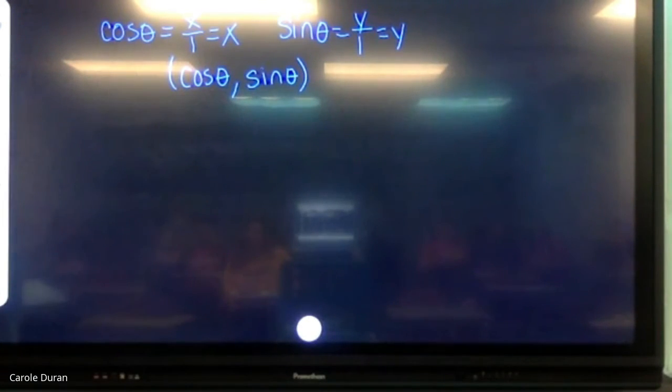Okay, so this means that I can go ahead and state a few things I know about terminal points on the unit circle in general.